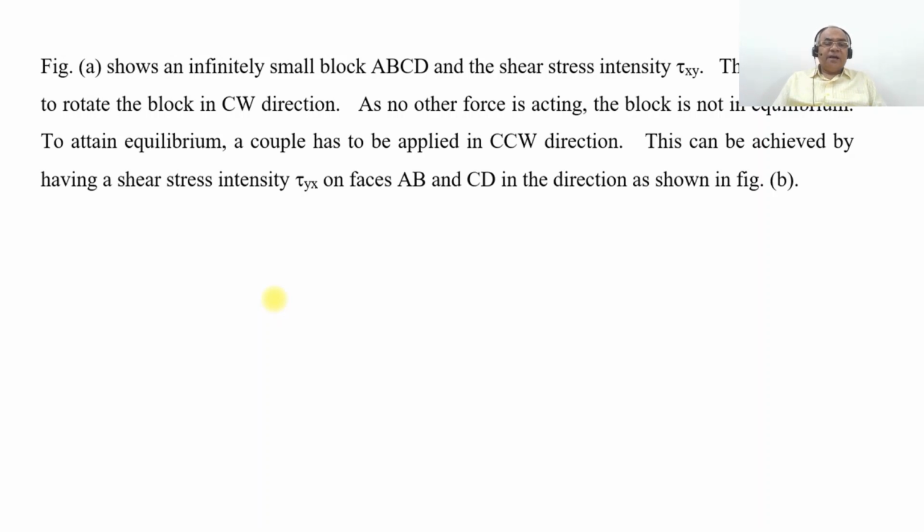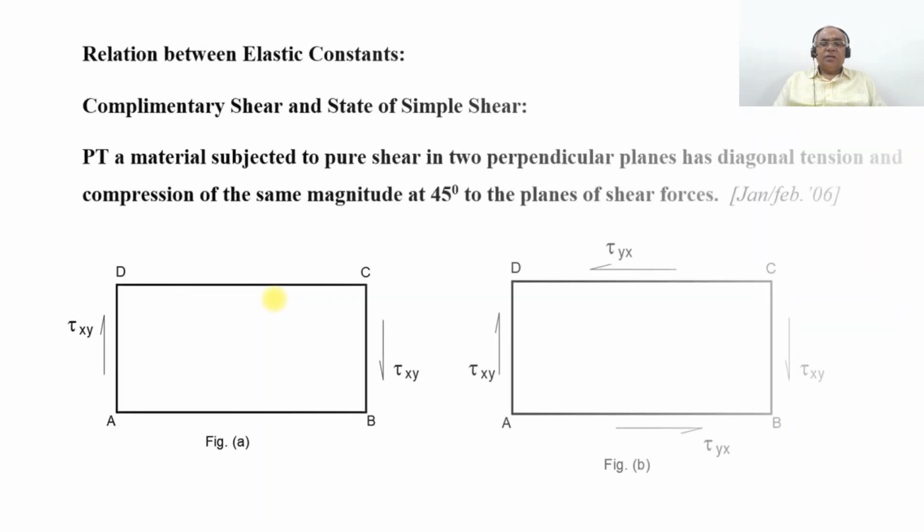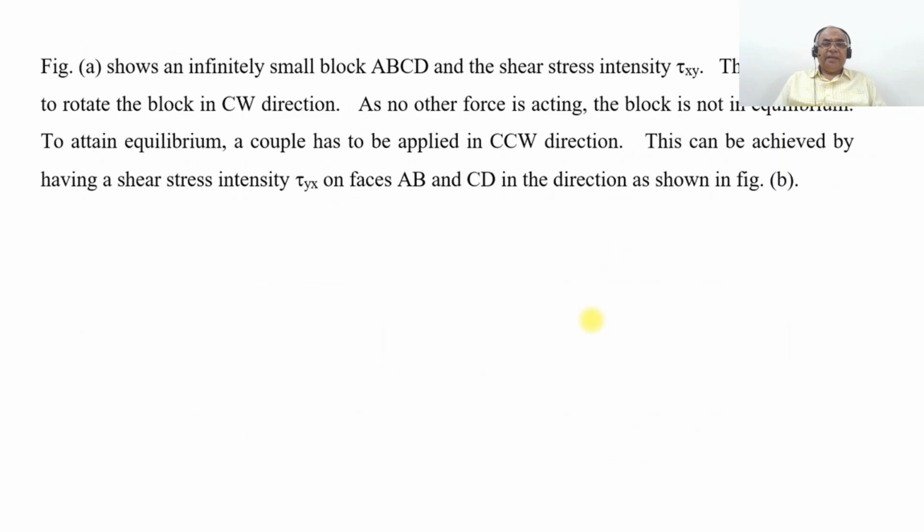This can be achieved by having a shear stress intensity, tau yx, on the faces AB and CD in the direction shown in figure B. So in figure B, initially we have a shear stress applied between AD and BC, so it tends to rotate in the clockwise direction and is not in equilibrium. To have equilibrium, we need a counterclockwise couple, which is tau yx acting along the direction of AB and tau yx acting in the opposite direction. Now the body will be in equilibrium, as shown in figure B.